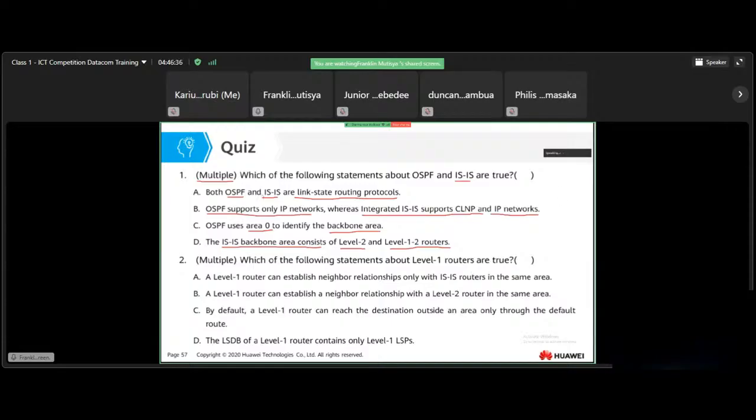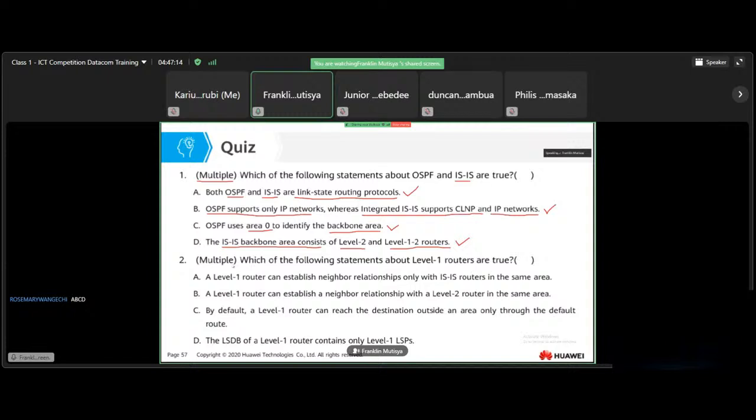Is A true? Both OSPF and ISIS are link state routing protocols. The answer is yes. B, OSPF supports only IP networks, whereas integrated ISIS supports connectionless protocol and IP networks. That is correct. Then we have OSPF uses area 0 to identify the backbone area. That is true. And then we have ISIS backbone area consists of level 2 and level 1-2, and that is correct. So A, B, C, D are true answers.